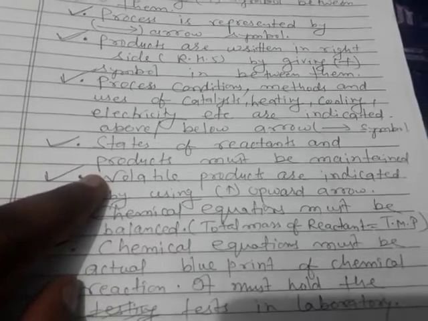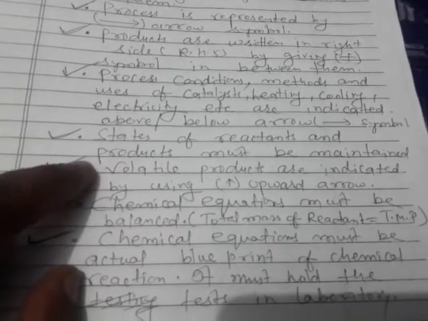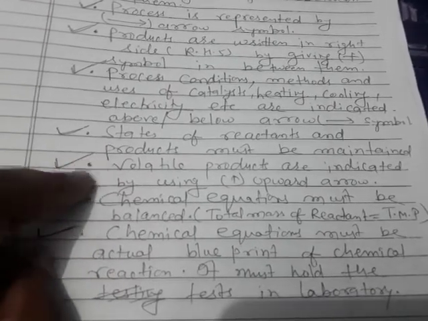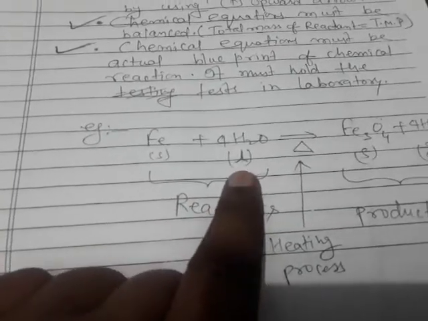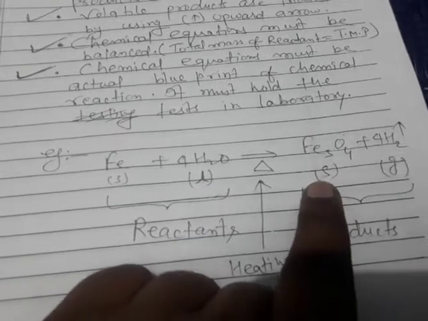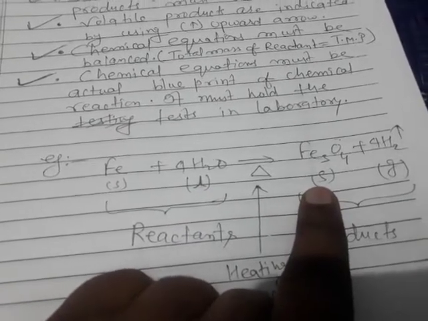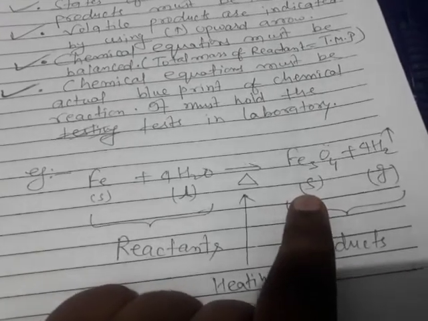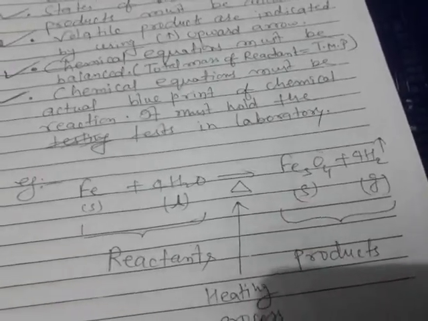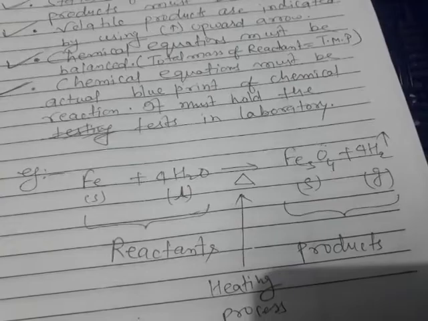States of reactants and products must be mentioned. States just like ferrous is solid, water is liquid, Fe3O4 ferric oxide is solid and hydrogen is gaseous.